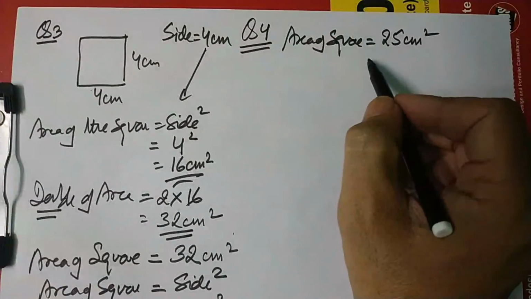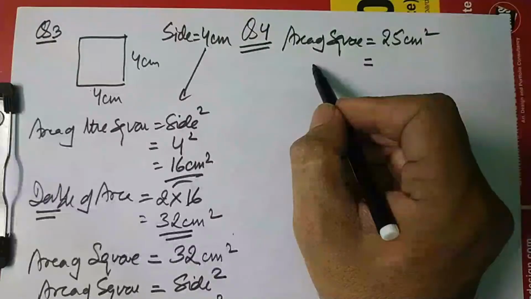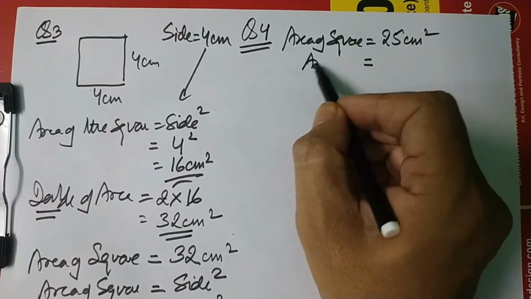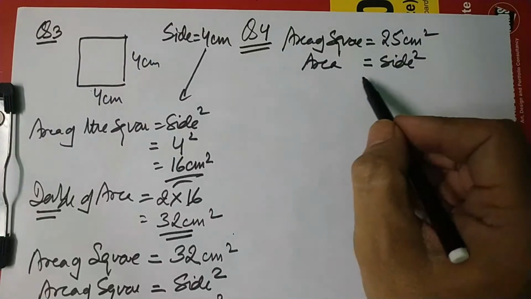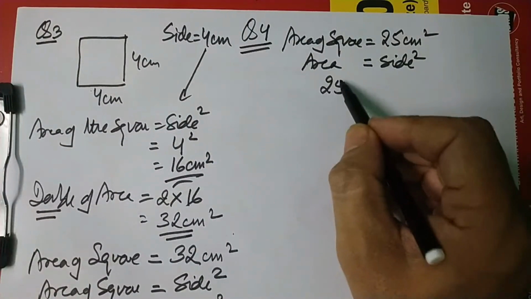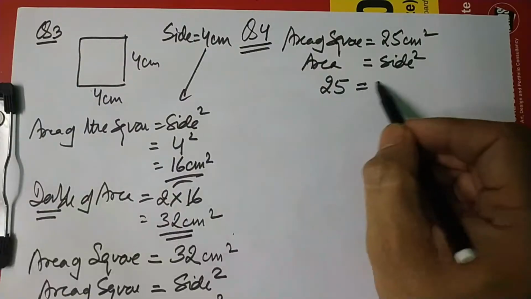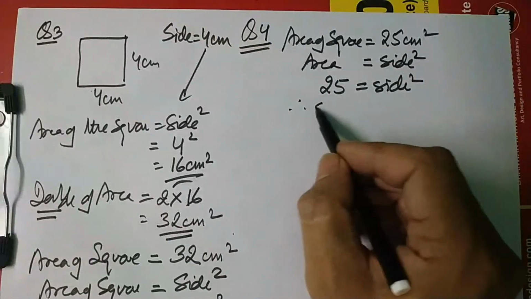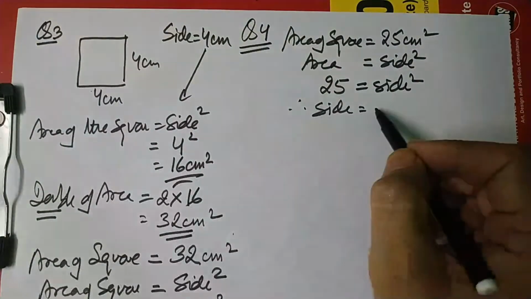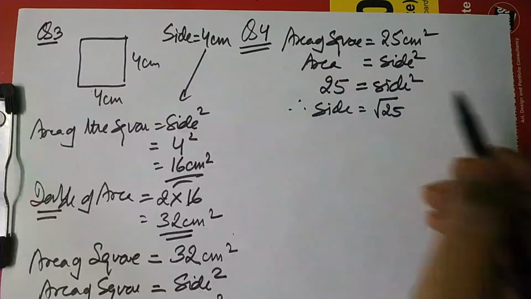So area of the square is equal to side square. Therefore 25 is the side square. I will find the side. So what is the side coming? Side is equal to under root of 25.